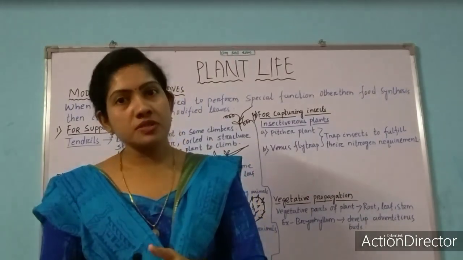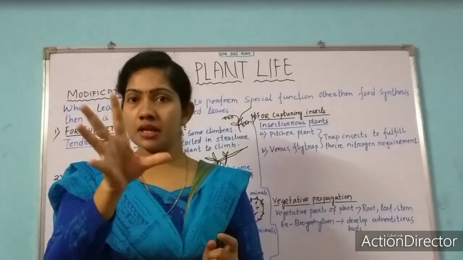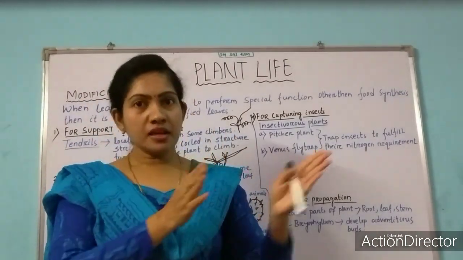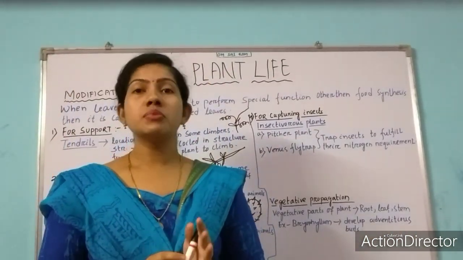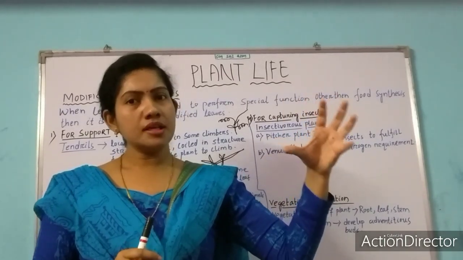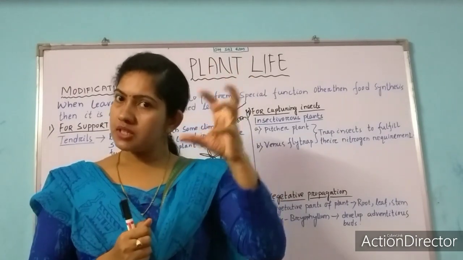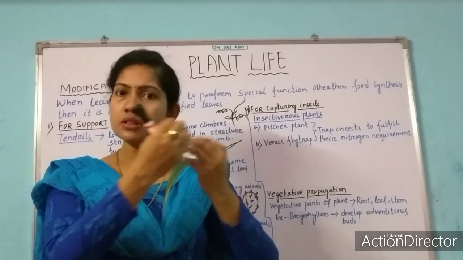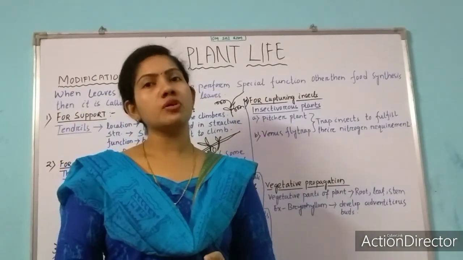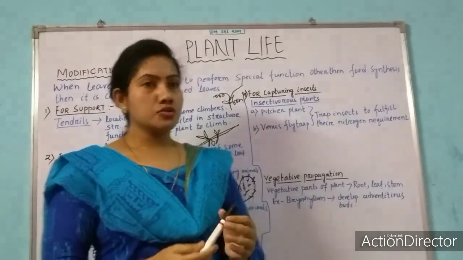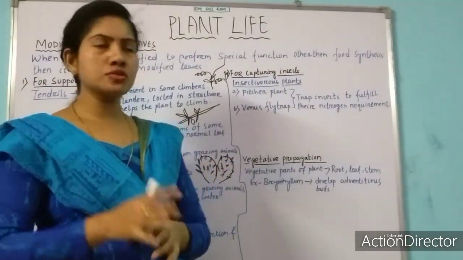Remember, insectivorous plants also undergo photosynthesis. It's not that they take insects all the time. Rather, other than photosynthesis, they also capture insects, because by photosynthesis alone they cannot fulfill their nitrogen requirement. That's why they capture insects and take out all the nitrogen content of that insect to fulfill the nitrogen requirement of the plant.